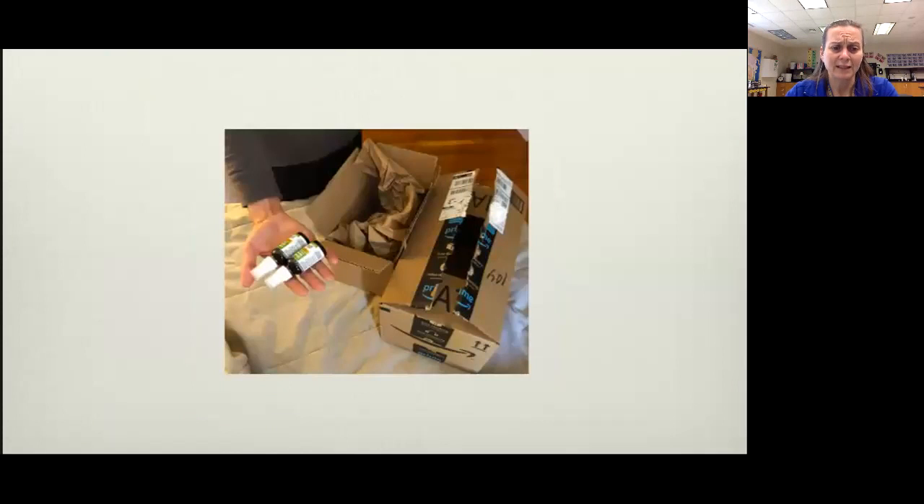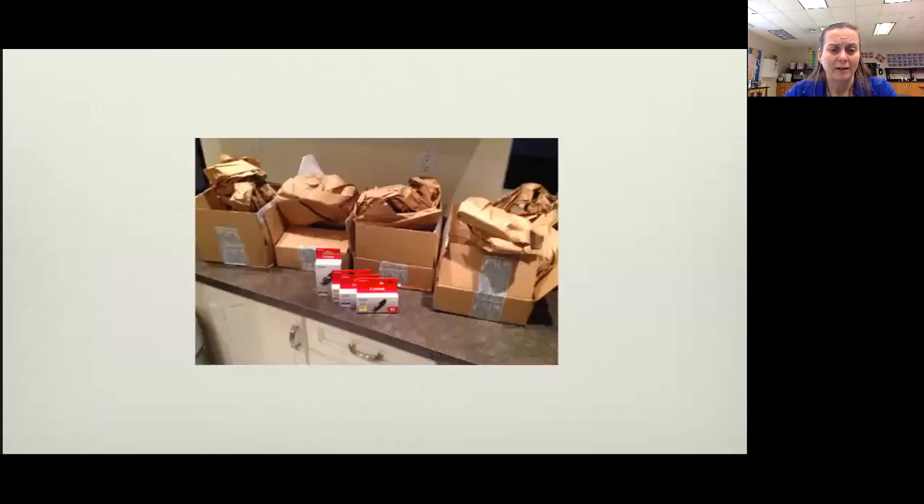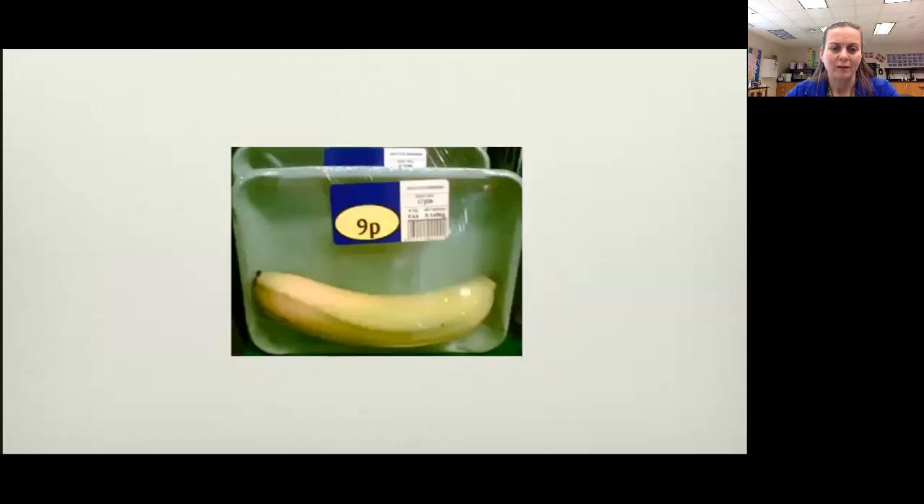Here we have two tiny little bottles packaged in two cardboard boxes and surrounded by paper. And again, 4 ink cartridges, and yet they required 4 separate boxes, each of them packed with paper. And then this one is probably the most mind-boggling of all to me. I mean, it's a banana. It has its own wrapper. It does not need to be packaged in plastic.